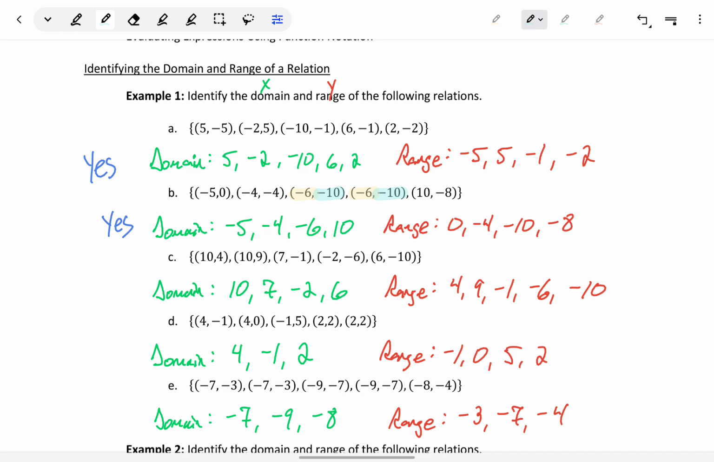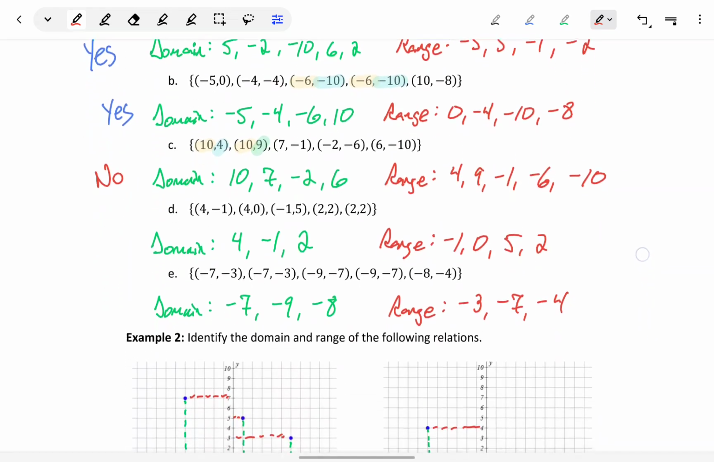In part C, we have x equals 10 repeated. And when it's repeated, it's paired with different values. It's paired with a 4 and it's paired with a 9. That's what breaks our definition of a function, because we have one x value paired with more than one y value, paired with both y equals 4 and y equals 9. So that relation in part C would not be considered a function.